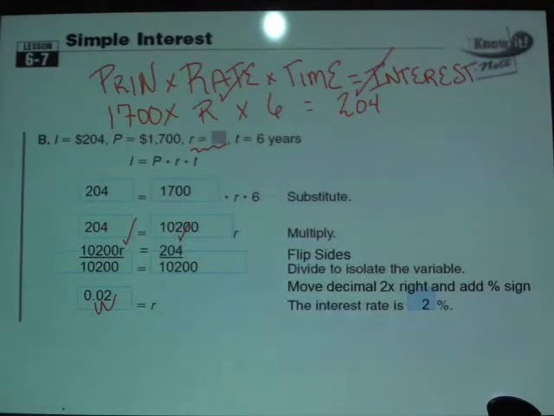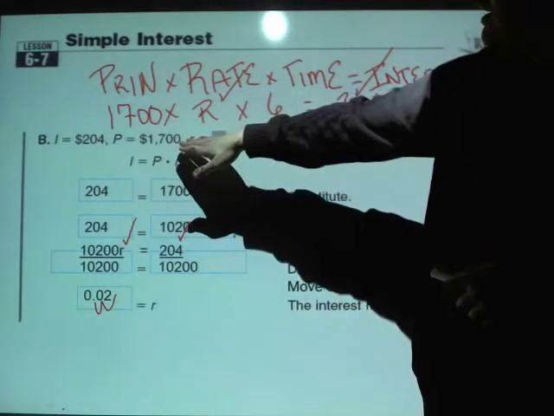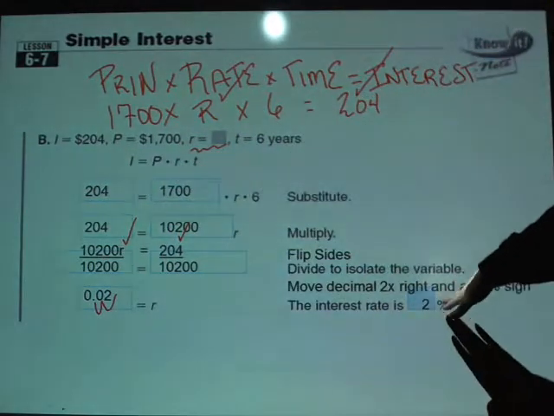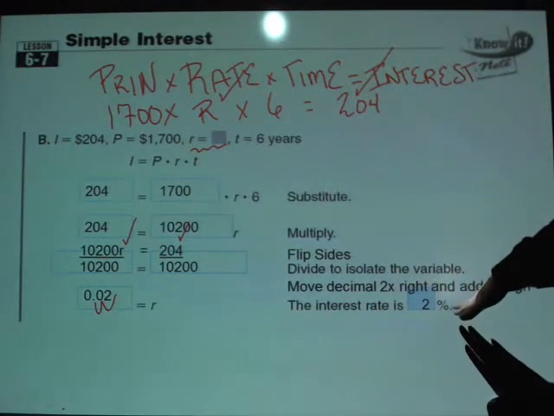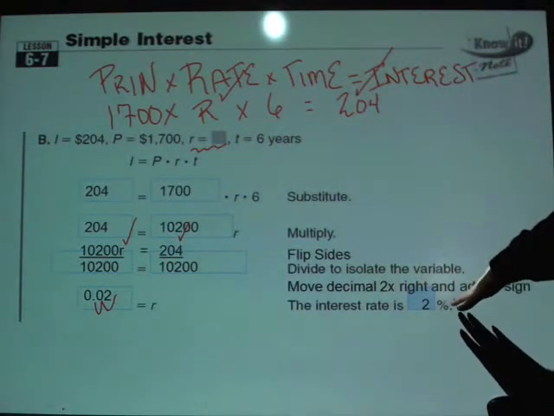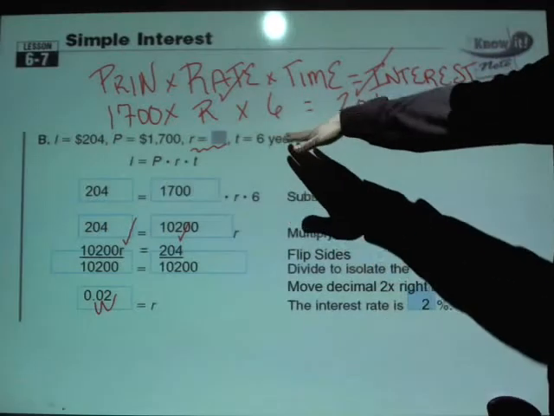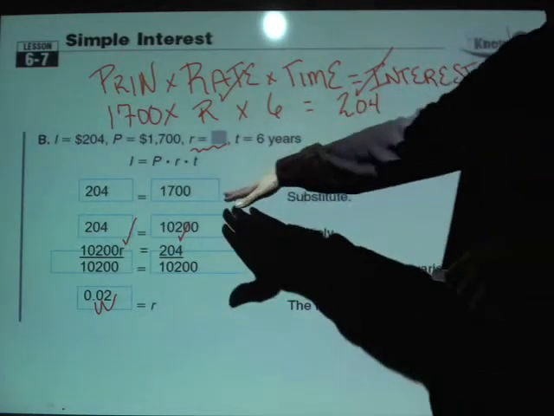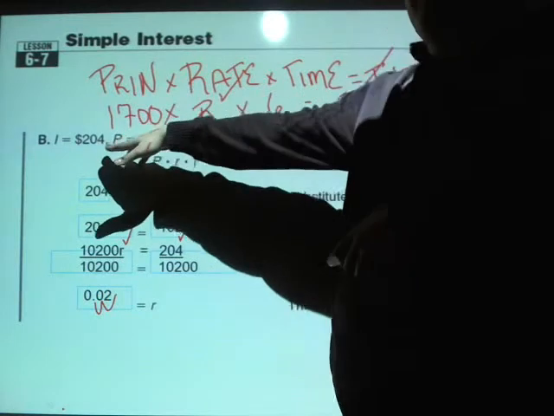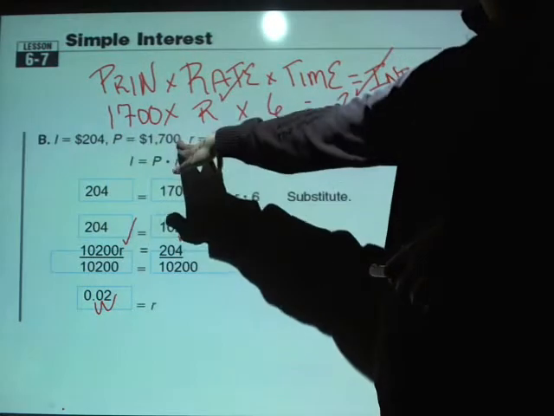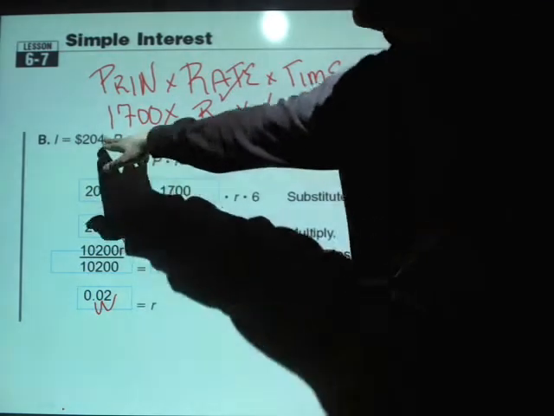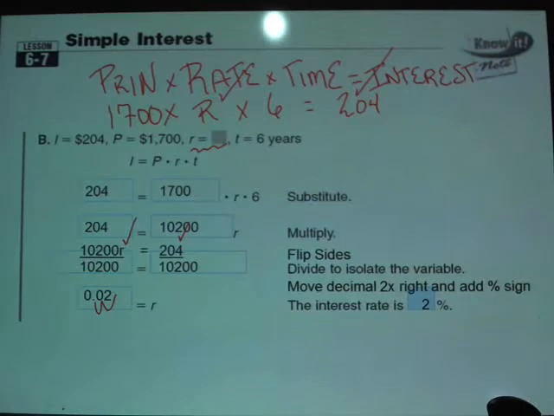So, let me put this back in context for you here. Let's put it in a positive light. If I put $1,700 in the bank and it pays me 2% interest on that money, which is probably a lot closer to real than the earlier question, and I leave it there for 6 years, at the end of 6 years, I'm going to have $204 extra dollars. Still going to have the $1,700 I put in there to start with, but now I'm going to have $204 extra.